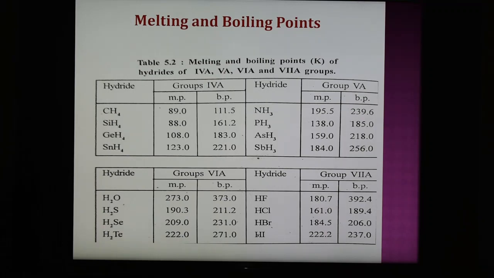So these are the examples of hydrides of groups 4A, 5A, 6A and 7A, in which melting and boiling point both increase. It is also clear from this table that melting and boiling point increase as the molecular mass increases in group 4A. This is mainly because the size of the elements of group 4A increases, the number of electrons also increases, and van der Waals forces also increase, and therefore melting and boiling point increase.